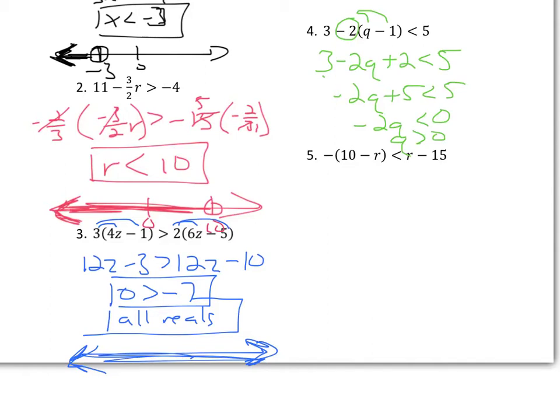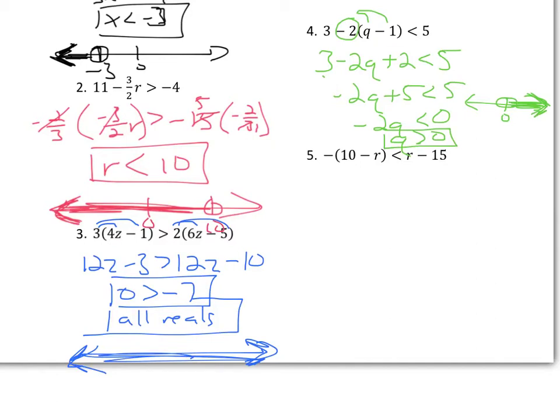Why did I change the sign? Because I divided by a -2. Remember, if you divide by a negative number, you have to flip the sign. So to graph it, put the 0 on there, shade to the right because we're greater, and you need an open circle at 0 because it's greater than.